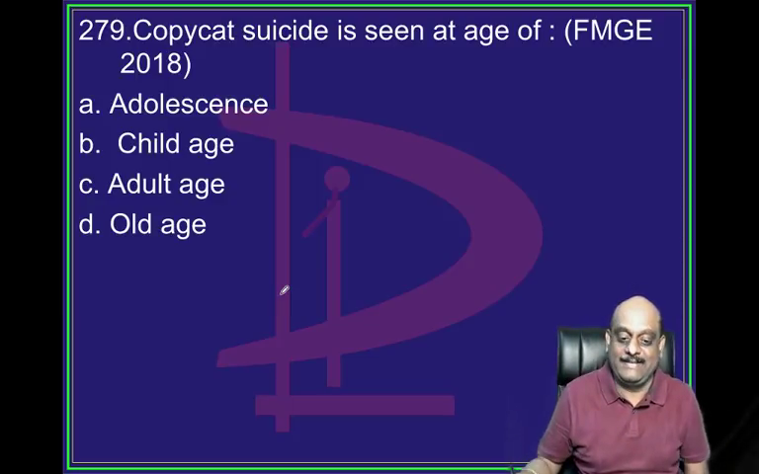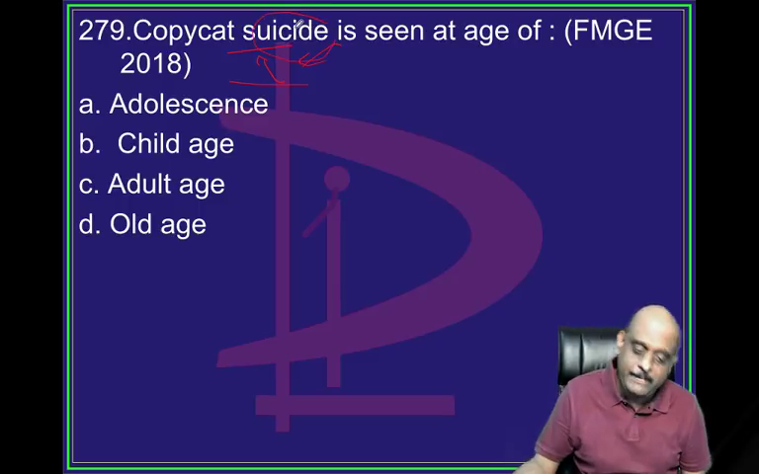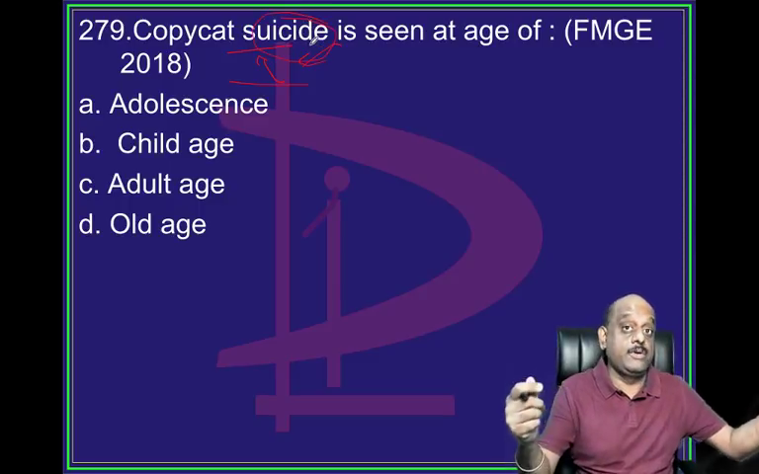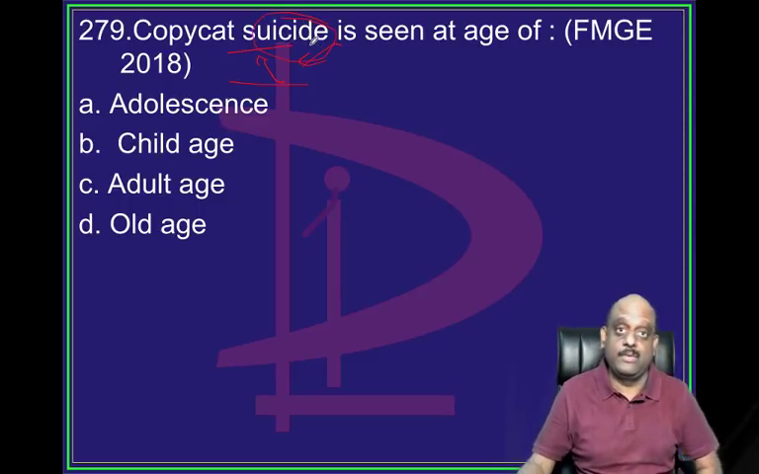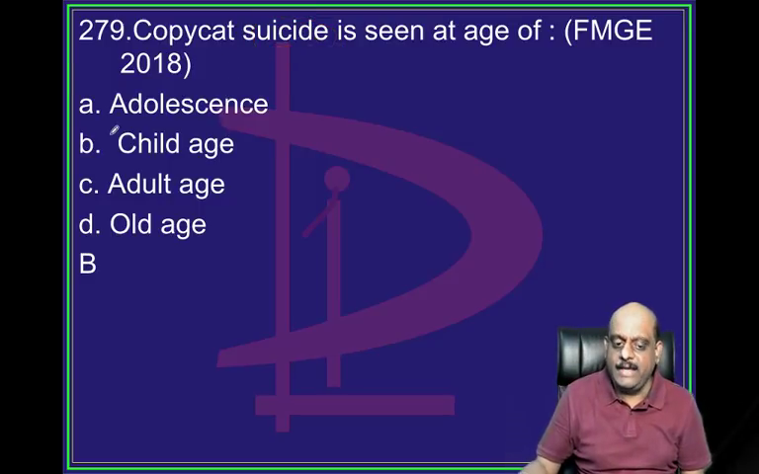Copycat suicide. मेरा आंटी सुसाइड किया, मेरा फ्रेंड सुसाइड किया, मेरा रूममेट सुसाइड किया, मैं भी सुसाइड करूंगा, मैं पूरा न्यूज़पेपर में बहुत सुसाइड पढ़ रहा हूं. What is it called? Copycat suicide. It is typically seen in children.